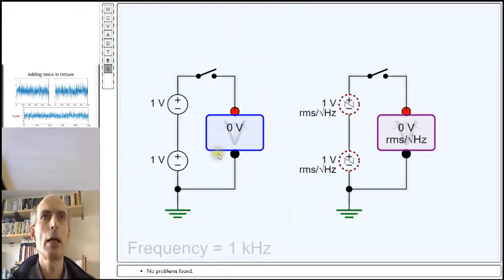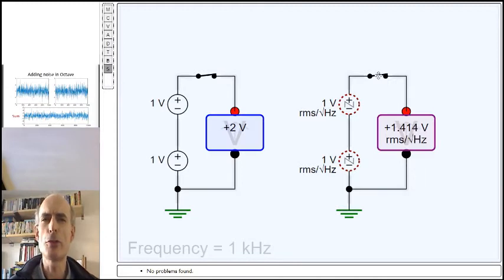Here we have a DC circuit on the left and a noise circuit on the right. The DC circuit has two 1-volt voltage sources in series, so if we add them up, the answer is going to be, for the voltage across the whole thing, 2 volts. Not a surprise. Over here we have two noise sources, both of which are 1 volt RMS per root hertz, and if we add them up, then the result shown on this voltmeter here is going to be 1.414, or the square root of 2. Why the square root of 2?